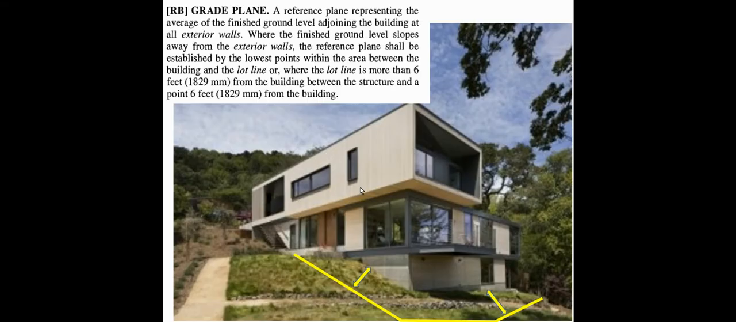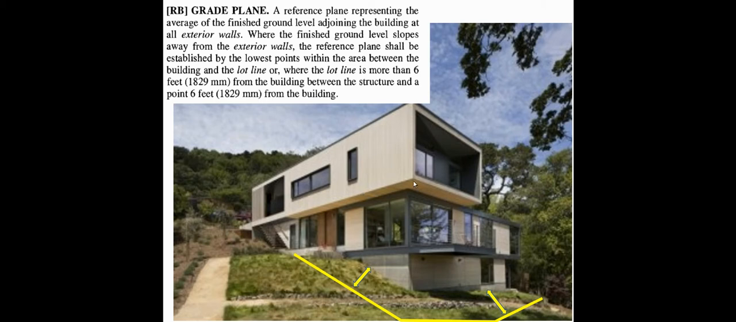Before we can talk about how many stories a building is, first we got to talk about a grade plane. This comes out of chapter 2 definitions. It's a reference plane representing the average of the finished ground level adjoining the building at all exterior walls. Where the finished ground level slopes away from the exterior walls, the reference plane shall be established by the lowest point within the area between the building and the lot line, or where the lot line is more than 6 foot from the building, between the structure and a point 6 foot from the building.